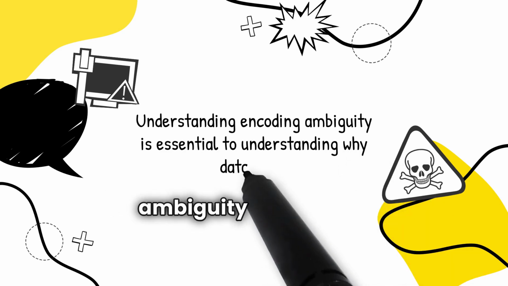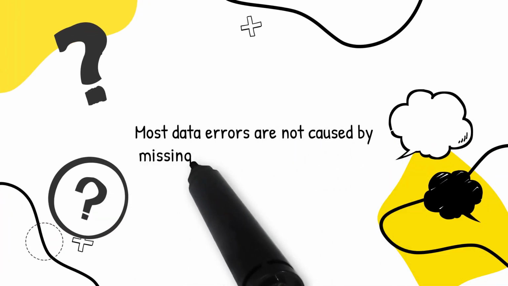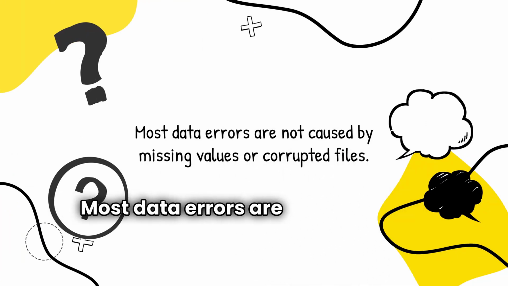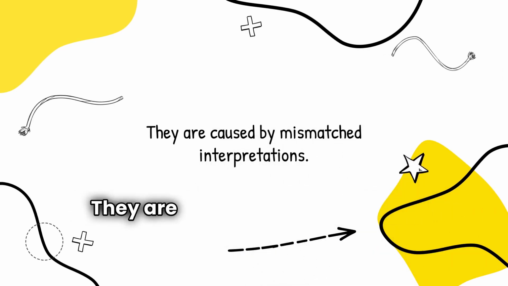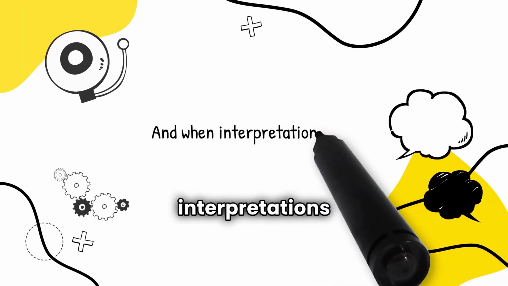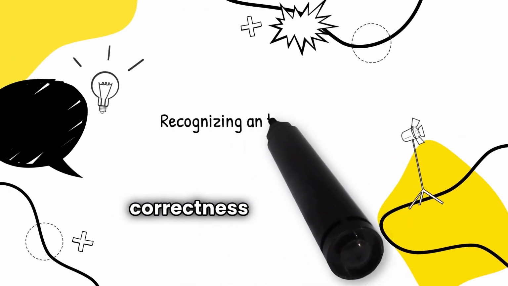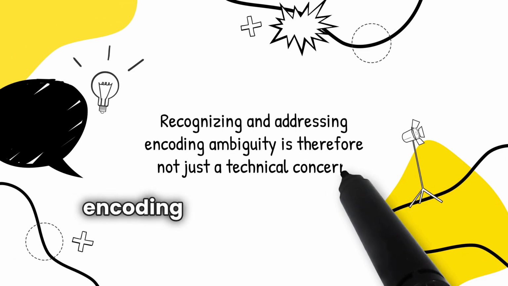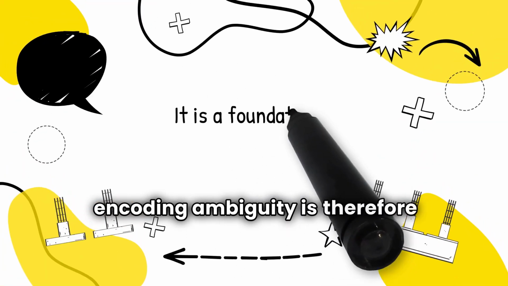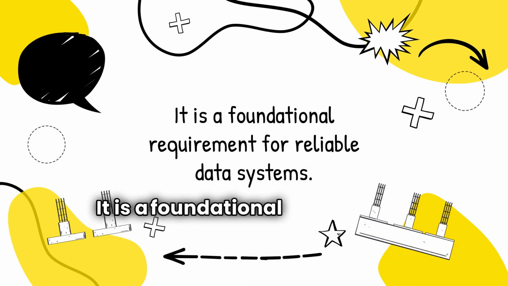Understanding encoding ambiguity is essential to understanding why data fails. Most data errors are not caused by missing values or corrupted files. They are caused by mismatched interpretations. And when interpretation fails, correctness fails silently. Recognizing and addressing encoding ambiguity is therefore not just a technical concern. It is a foundational requirement for reliable data systems.